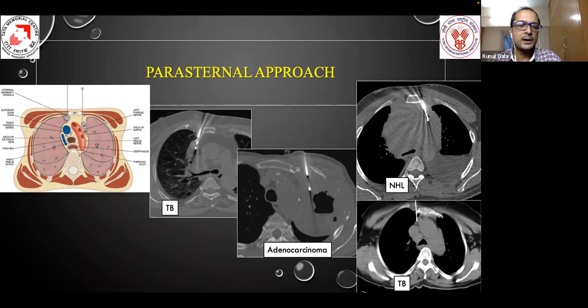So this was the anterior mediastinal lymph node, which we have biopsied and turned out to be tuberculosis. This is the anterior mediastinal large mass, and the patient also has a left pleural effusion. Biopsy was done, and it shows a non-Hodgkin's lymphoma. This turned out to be again tuberculosis.